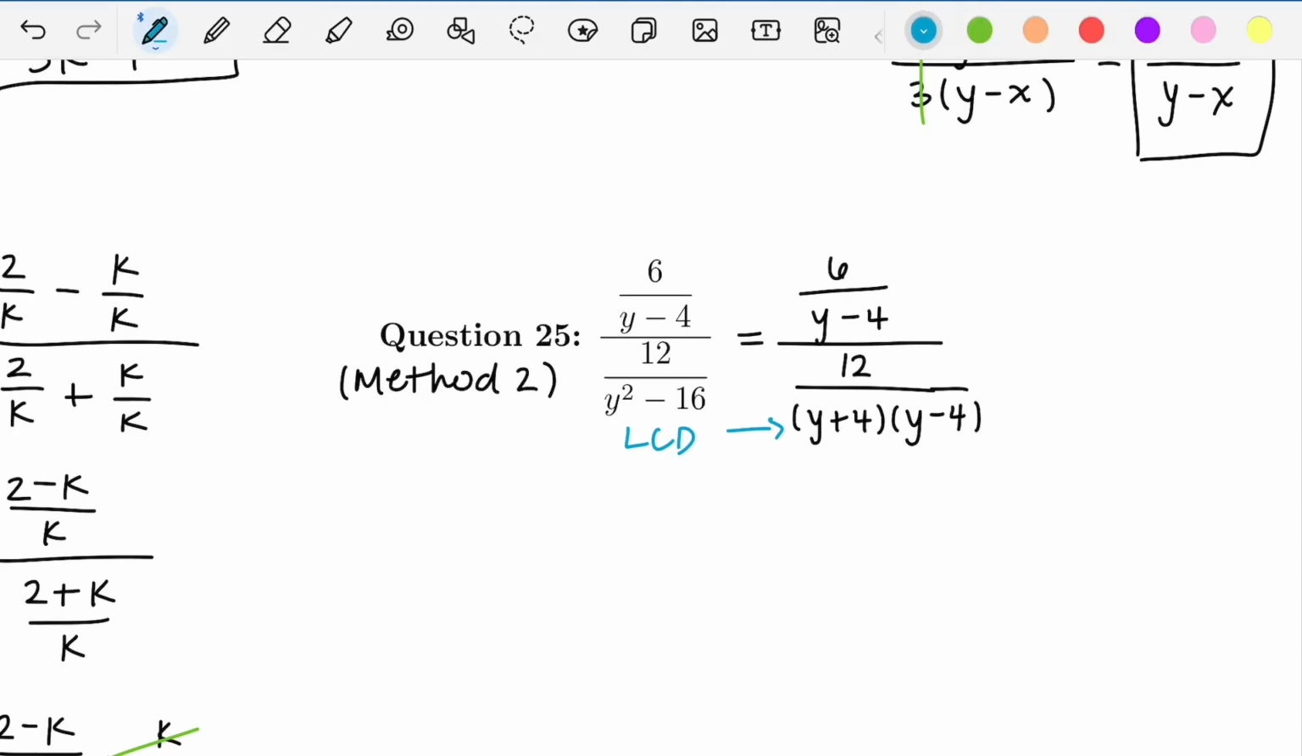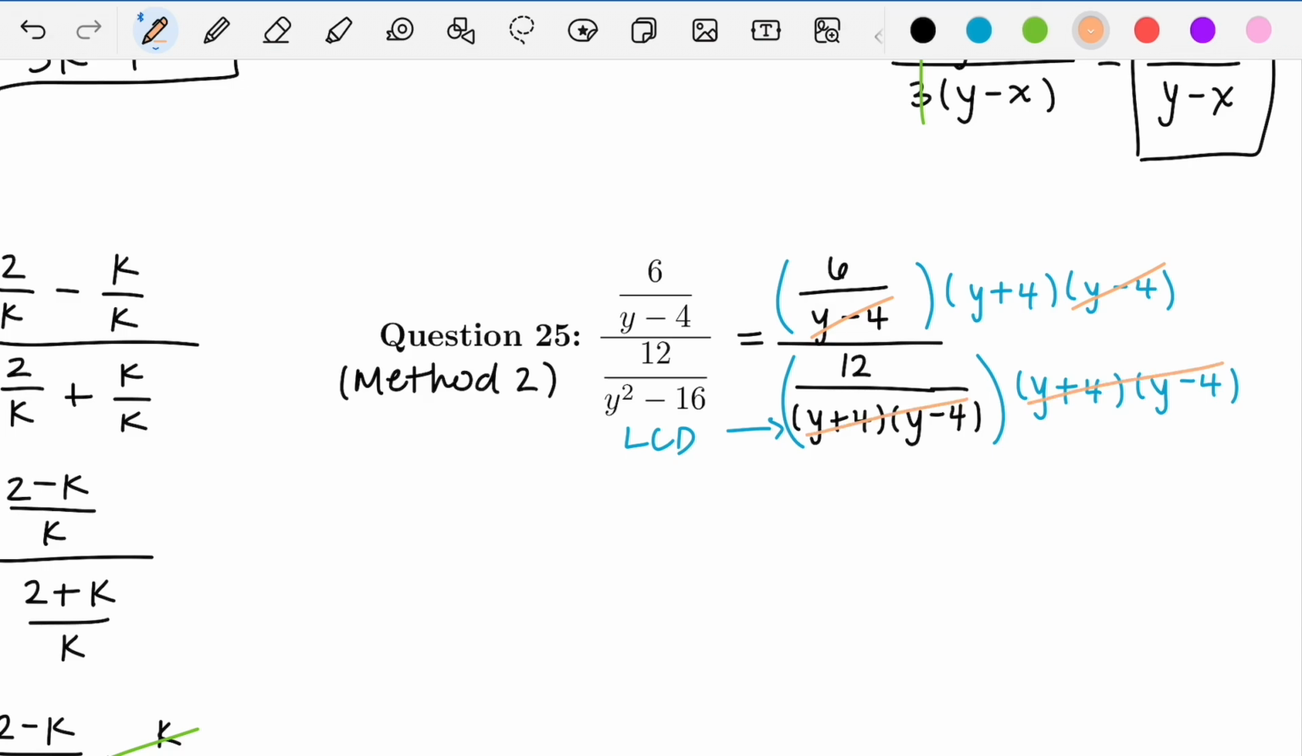So the next step would be to multiply this guy by our least common denominator. So y plus 4 times y minus 4. And whatever we do to the numerator of our fraction, we have to do to the denominator as well. So we're also going to multiply the denominator of this fraction by the LCD. Now notice if we do this, y minus 4 and this y minus 4 is going to cancel, and then everything in this denominator here is going to cancel with that.